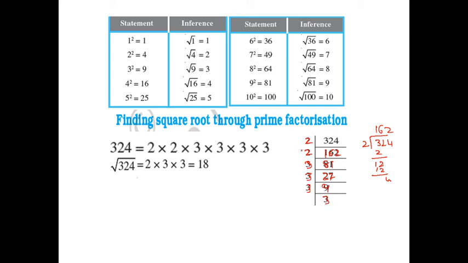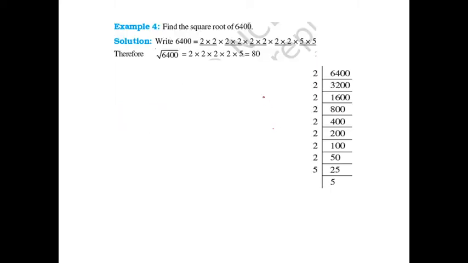So now, what I have to write? Under root 324 is equal to under root 2 square into 3 square into 3 square. So here 2 into 3 into 3. So the answer is 18. So this is an important exercise, important sums you have to do in your book. Now one more question, 6400.